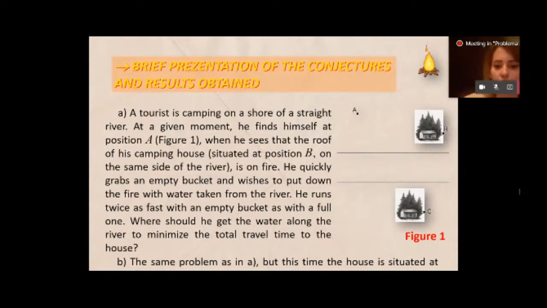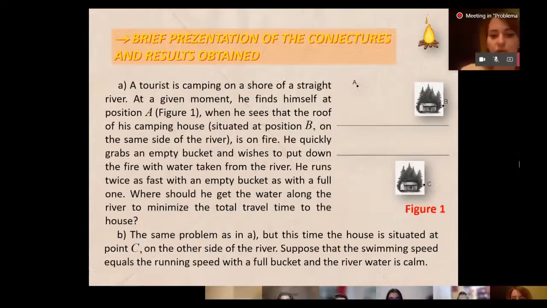Point B, the same problem as in point A, but this time the house is situated at point C on the other side of the river. Suppose that the swimming speed equals the running speed with a full bucket and the river water is calm.